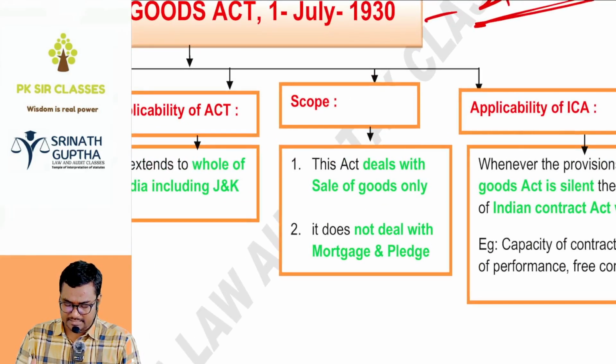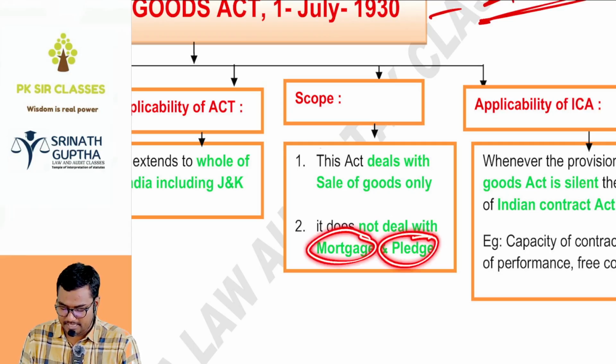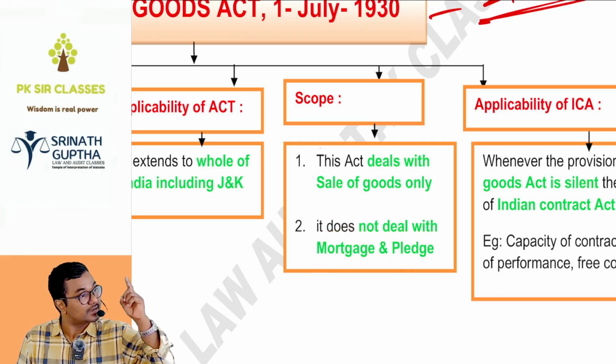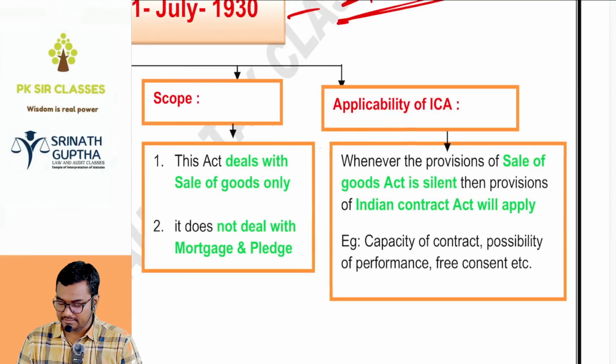Scope. This act deals only with the sale, only with the goods. This act will not deal with mortgage and pledge. Mortgage is dealt with in the Transfer of Property Act, the Transfer of Immovable Property Act. Pledge is dealt with in the Indian Contract Act.